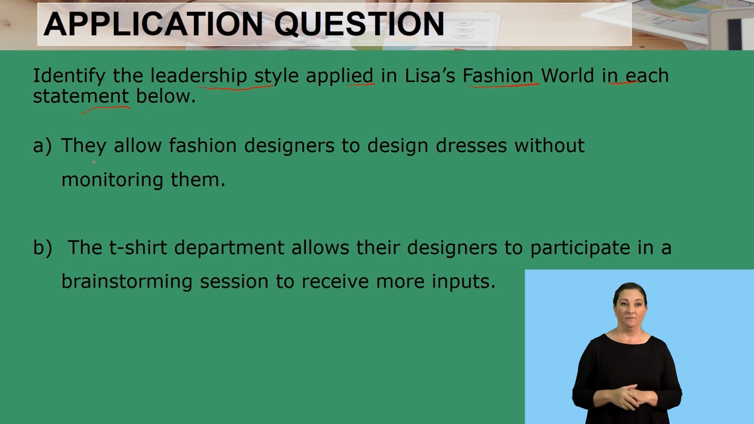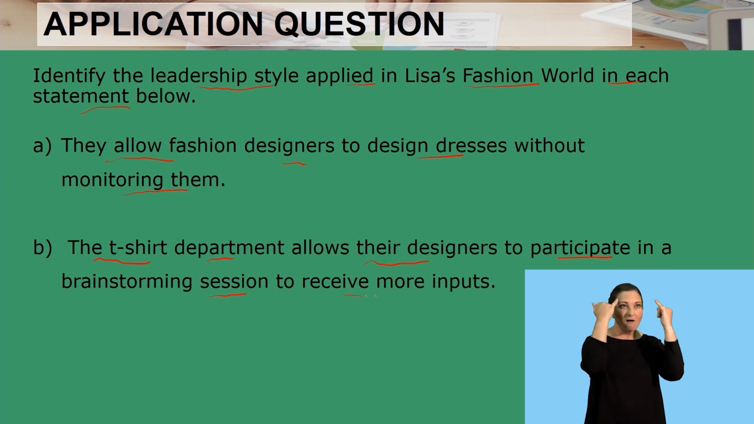Alphabet A says to us, they allow fashion designers to design dresses without monitoring them. And then alphabet B, the t-shirt department allows their designers to participate in the brainstorming session to receive more inputs. So you're expected to identify the leadership style that is applicable to each statement below. So basically this statement is a scenario of what would be happening in Lisa's fashion world.